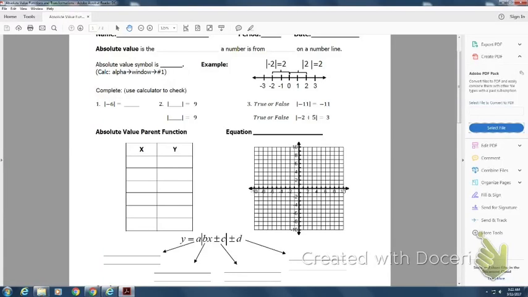Okay, so first, talking about just really kind of the definition. The best example I can give you of absolute value is the distance, which is what we use here in the definition as well. It is the distance a number is from 0 on a number line.